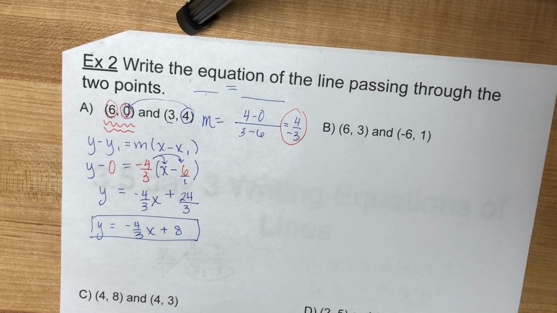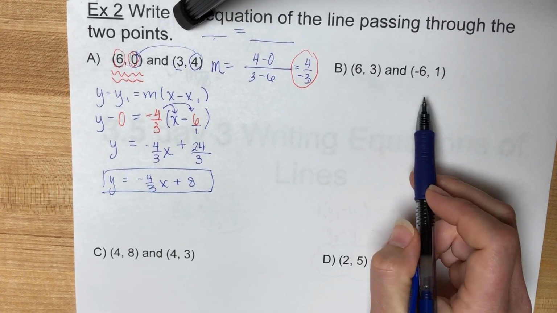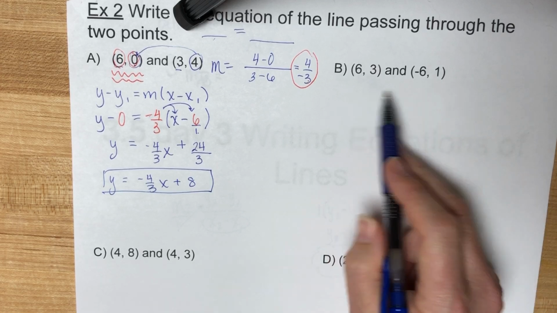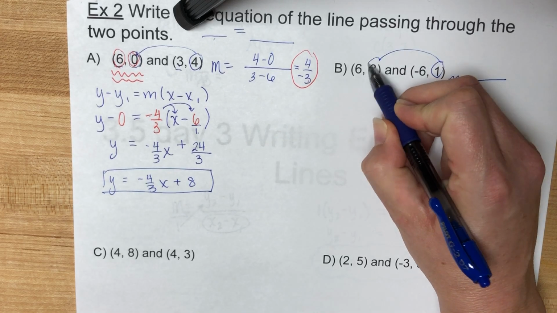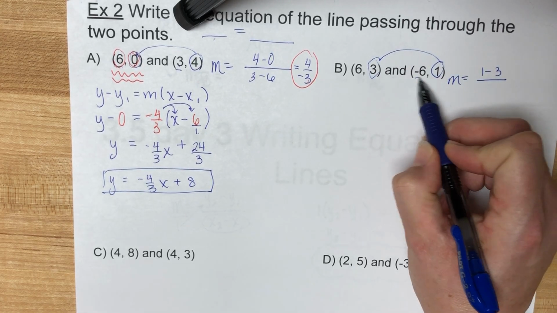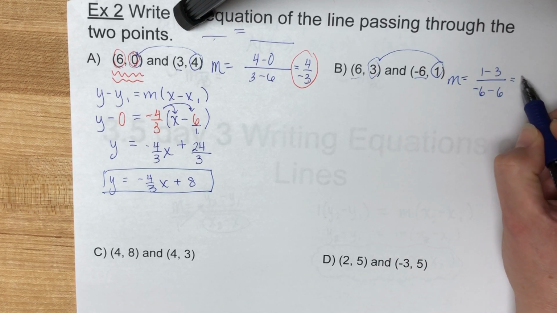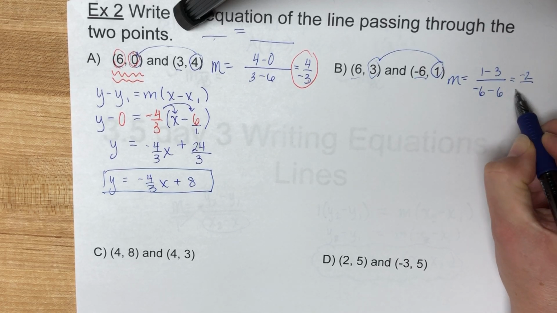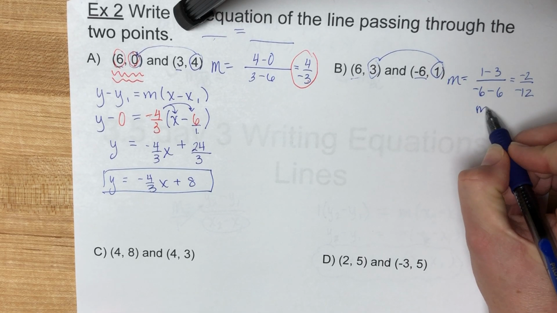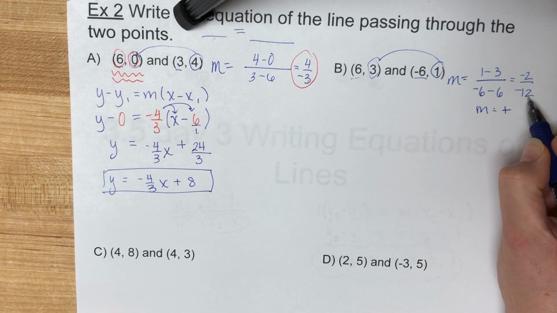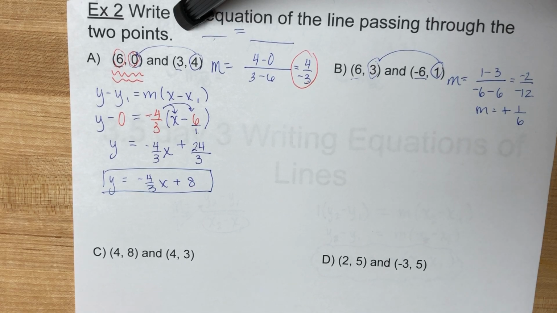Okay. And over here we have ordered pairs (6, 3) and (-6, 1). And once again, we're missing the slope, so we need to figure that out first. y2 minus y1, so 1 minus 3, over x2 minus x1, negative 6 minus 6. 1 minus 3 is negative 2. Negative 6 minus 6 is negative 12, and that is going to turn positive for us. And they reduce by 2: 2 divided by 2 is 1, and 12 divided by 2 is 6. So we get a slope of positive 1/6.